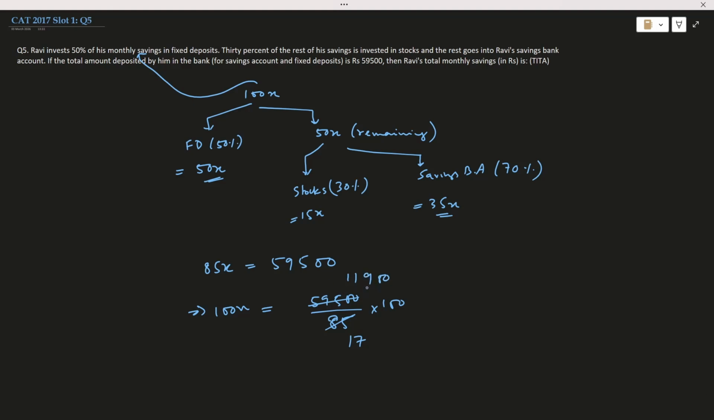Is it divisible by 17? 17 into 7 is 119, yes. So it is 700, and the 1 stands for 100, yes, 70,000. So the correct answer will be 70,000. Alright, guys.